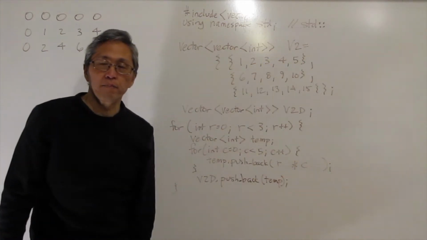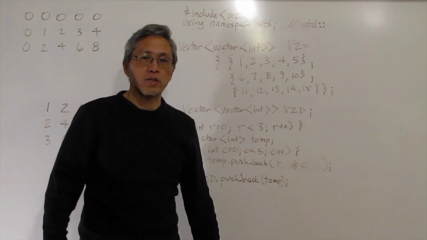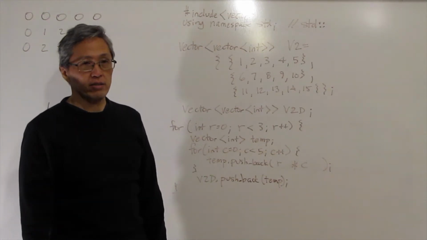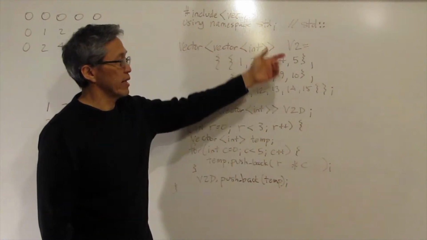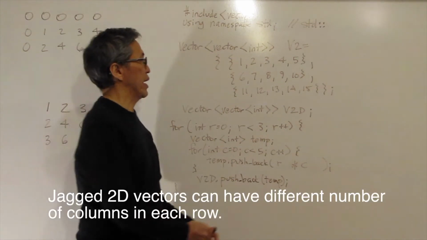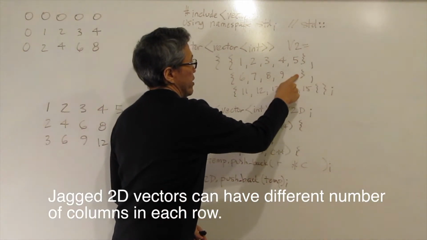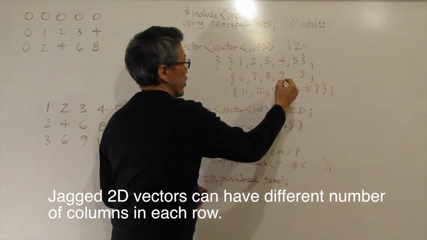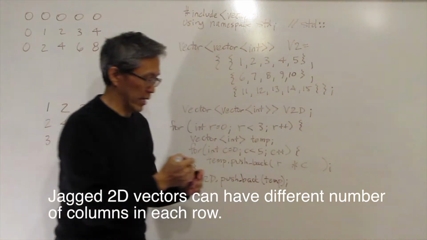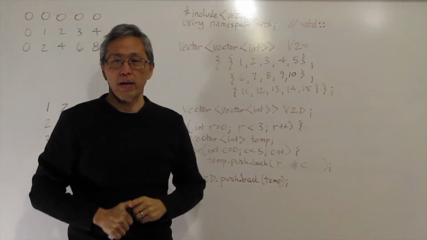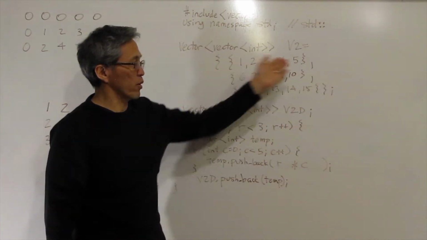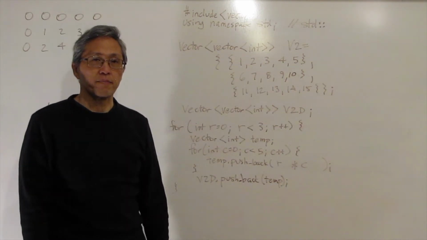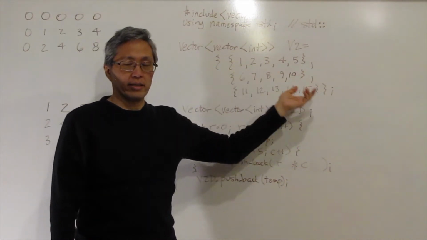Now, I believe in C++ you can have what they call jagged vectors, or jagged 2D vectors. And that would just mean that maybe you got rid of a value there. They're useful to have, but I'm just going to most of the time use mine all the way full. That means they all have the same length, same size horizontally in this case.